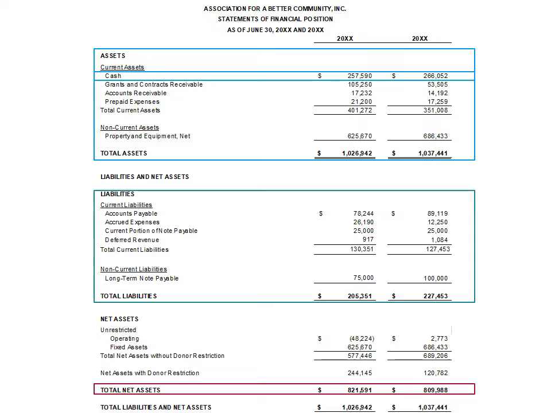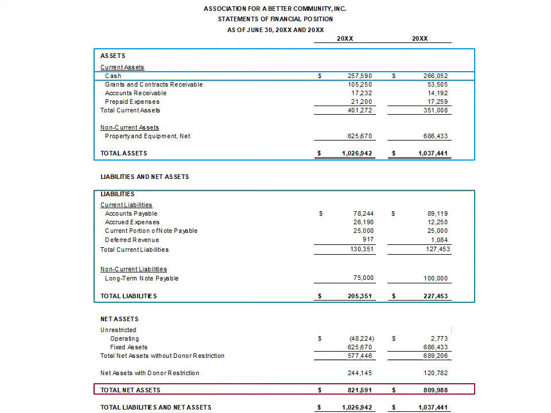Now, the difference between assets and liabilities, like I said before, is what we in the nonprofit sector call net assets. So this organization has a little over $1 million in assets, 200,000 in liabilities, and so the organization's total net assets, as you will see in the left-hand column, is $821,000.